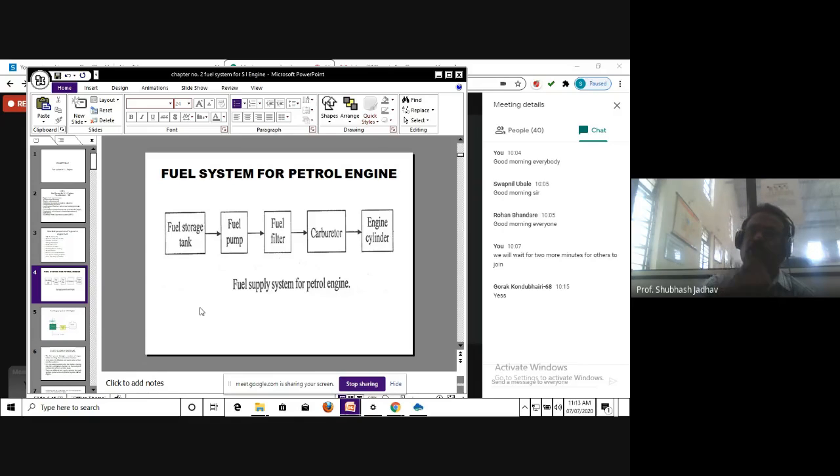Therefore, if you want to supply the fuel, you will require some element which is going to suck the fuel from the tank and supply it to the engine as per the requirement. Okay, and that element is what you call a pump. So the fuel pump sucks the fuel from the container or the storage tank and supplies it to the fuel supply system, which is going to supply the fuel to the engine.